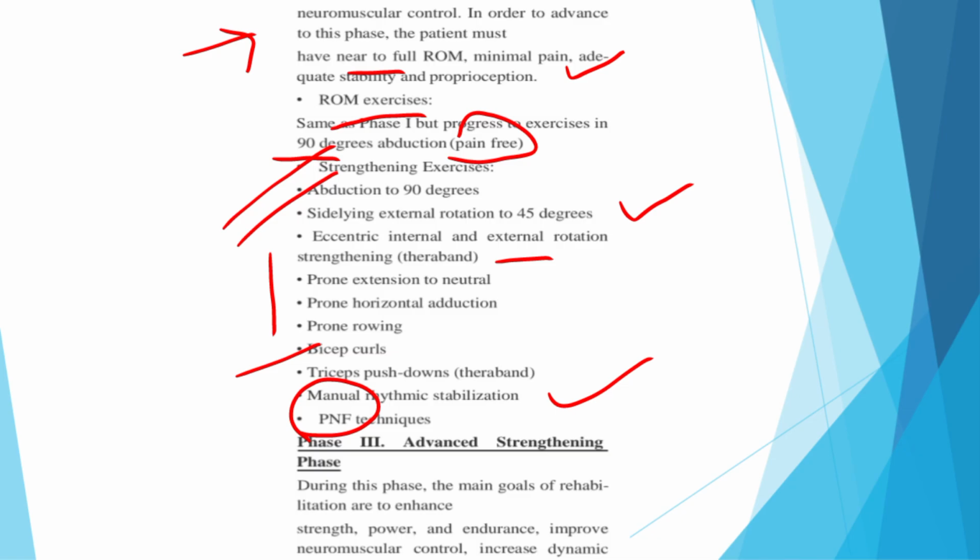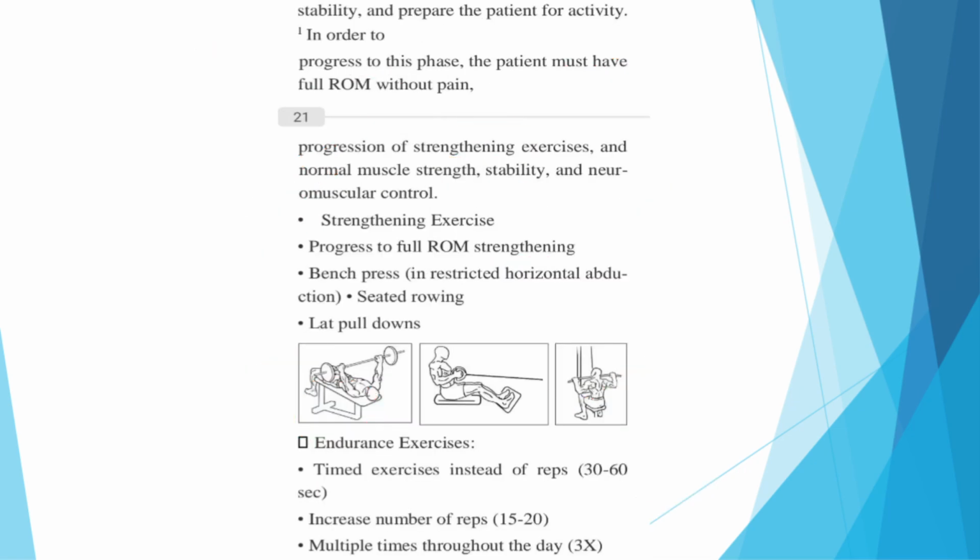And in phase 3, the advanced strengthening phase, the main goals of rehabilitation are to enhance strength, power, endurance, neuromuscular control, increase dynamic stability of the joint, and prepare for activities of daily living. To progress to this phase, the patient must have full range of motion without pain, progression of strengthening exercises, and normal muscle strength, stability, and neuromuscular control.